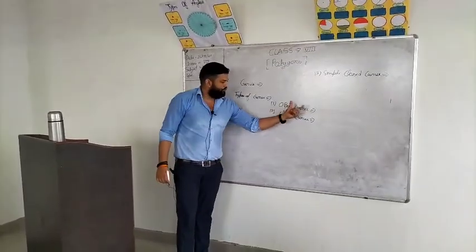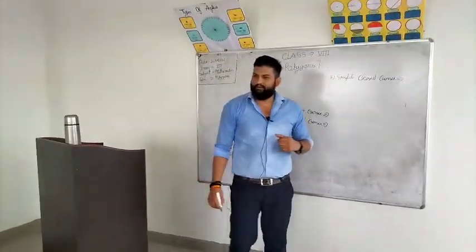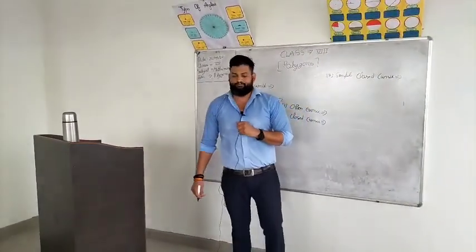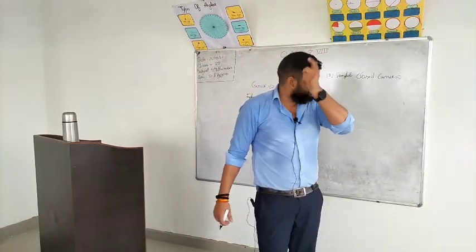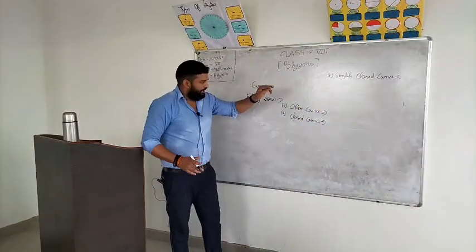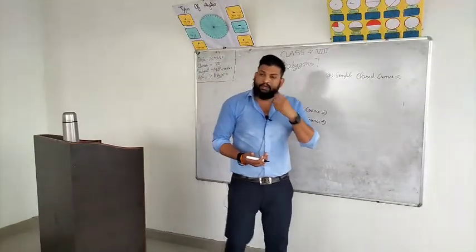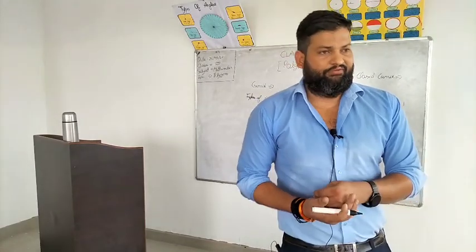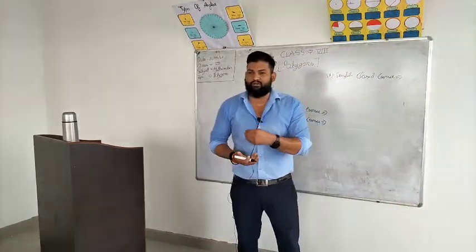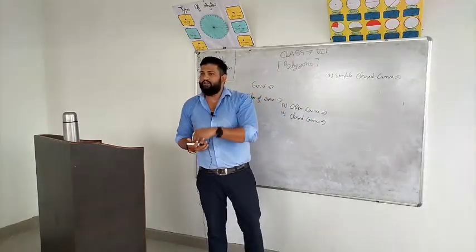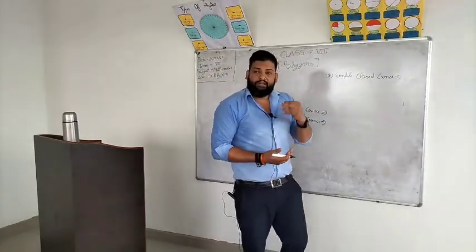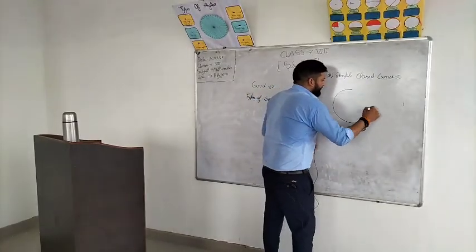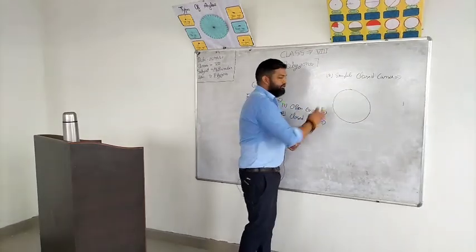Okay, now we know the open curve and closed curve. Now what is the simple closed curve? What is the meaning of the simple closed curve? We can say it is a figure in which the curve does not intersect itself. In which structure the curve does not intersect itself, you can say that is a simple closed figure.